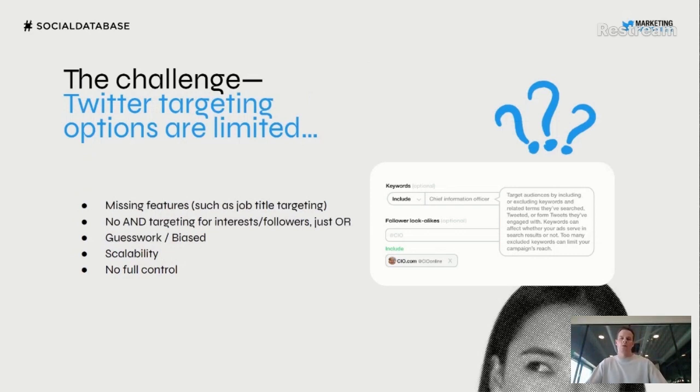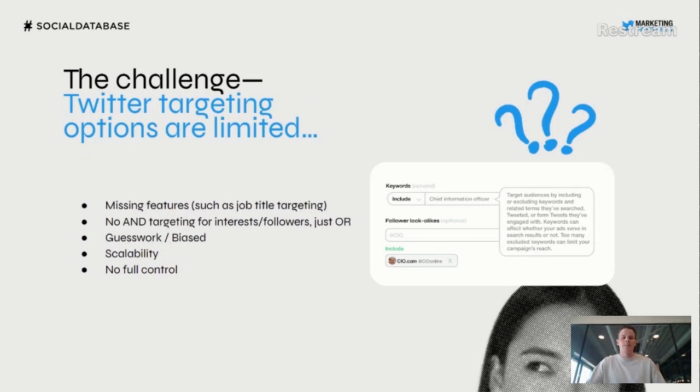You can just do or targeting with native targeting. Then there's also a lot of guesswork involved, because you need to come up with your handles and your keywords yourself. So a lot of advertisers guess what their audience may be interacting with. And in our minds, we believe you should not guess. You should know and improve the way you make those decisions with Twitter targeting.